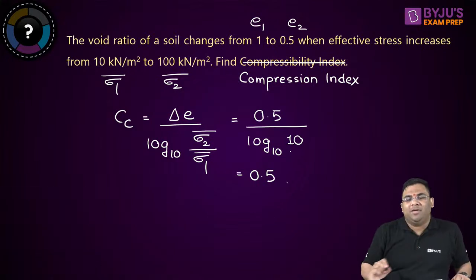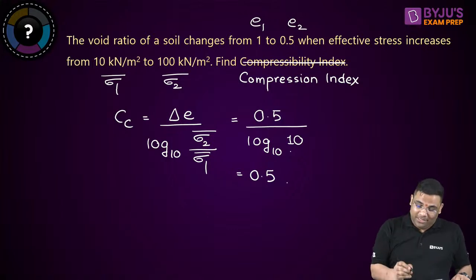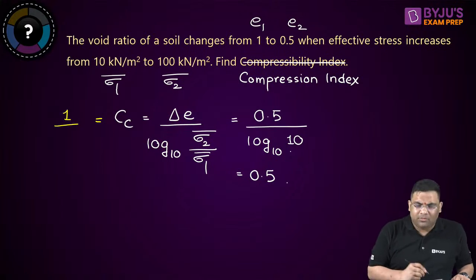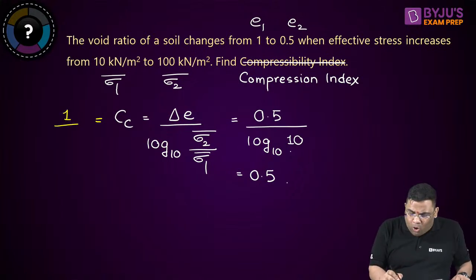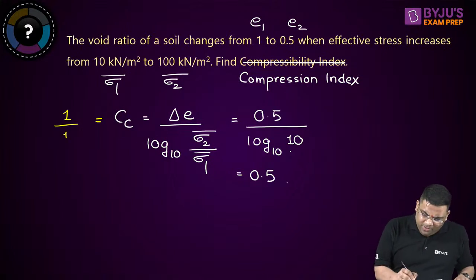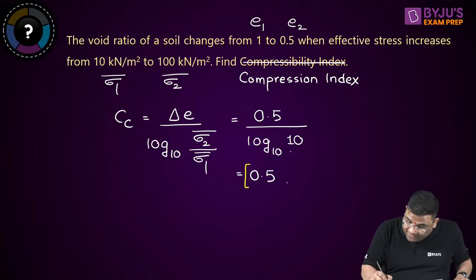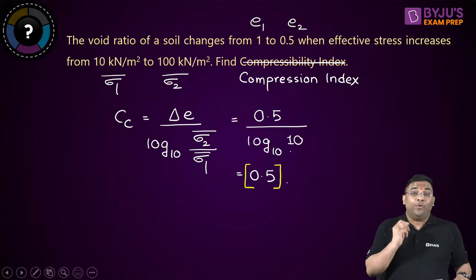Such kind of questions will be asked in the examination. You have to be very attentive about each and every point. You see, change in void ratio: unitless, I can place 1, no unit. Now see, logarithmic. Log of something, you will get what? Unitless, 1 by 1, there is no unit. So, very important point: the compression index will have no units.